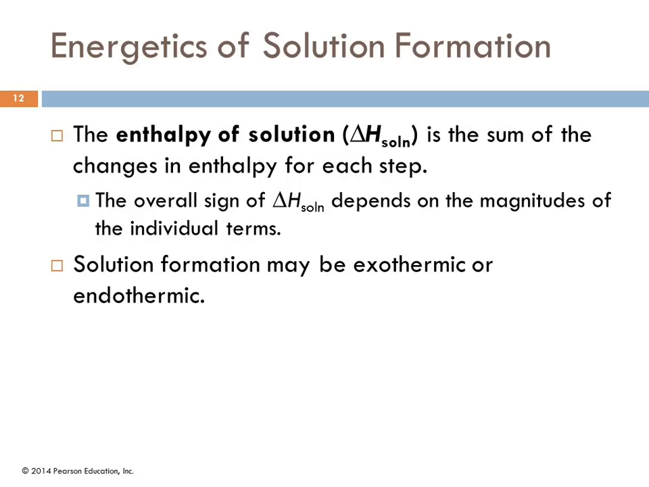So when we talk about the enthalpy of solution, it's the sum of the changes in enthalpy for each of these steps. Enthalpy of solution is the heat involved in making the solution. So the overall sign is going to depend on the magnitudes of the individual terms. The first 2 are going to be positive, the third one's negative. And whether the overall enthalpy for the solution formation is positive or negative depends on which ones are bigger. So solution formation can be exothermic or endothermic.